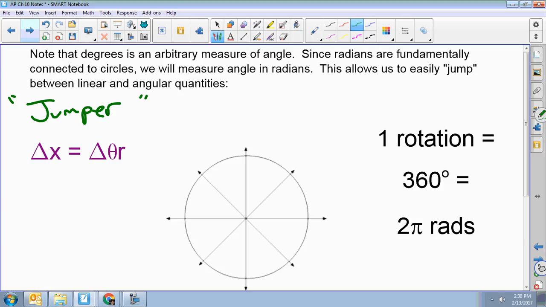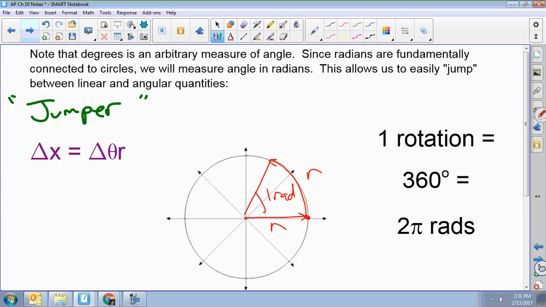Okay, but here's the definition of 1 radian. If you've got a circle with a radius of r, and you imagine standing on the perimeter of the circle and walking around it, if you walk a distance around the circle equal to the radius, then the angle that you just walked through is 1 radian.